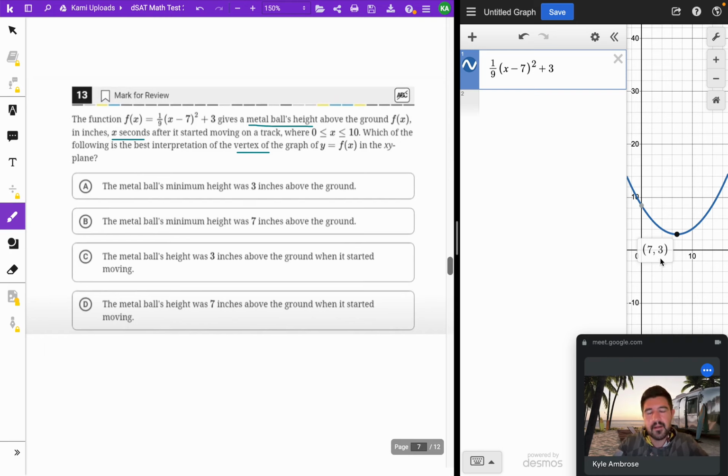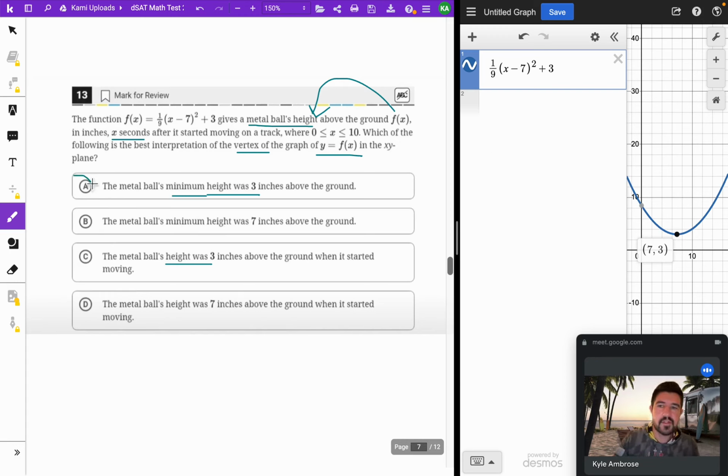The other number, 3, is the y value, in this case y equals f of x. So if y is 3, f of x is 3, and f of x, it says, is the height. So if y is 3, the height is 3, and it says the height was 3. Which of those is right? Well, it was the minimum height was 3, because the vertex, the minimum point, the low point on the graph, is a minimum, right? It's the lowest point.